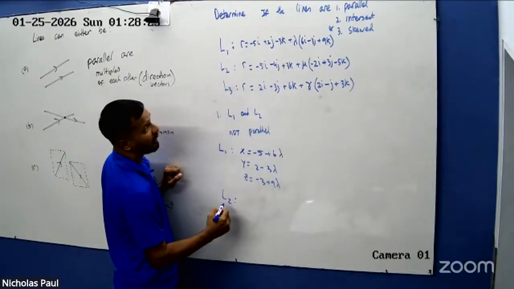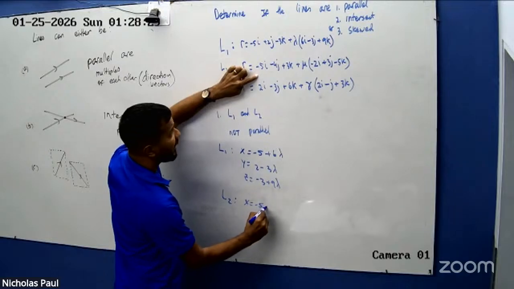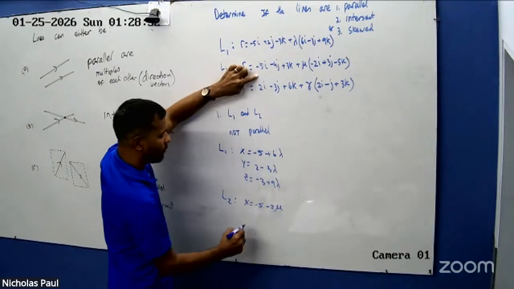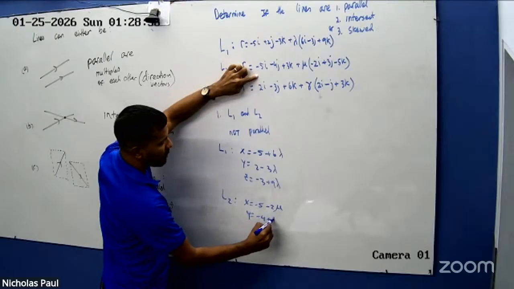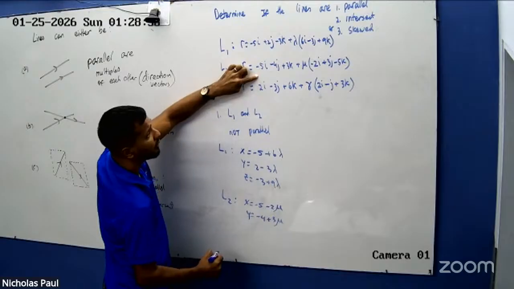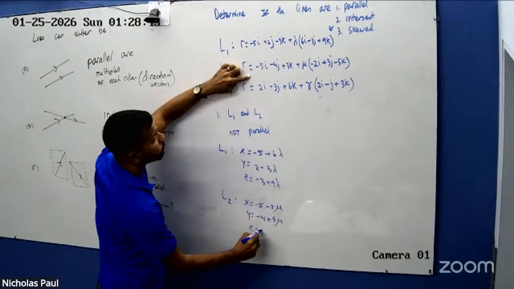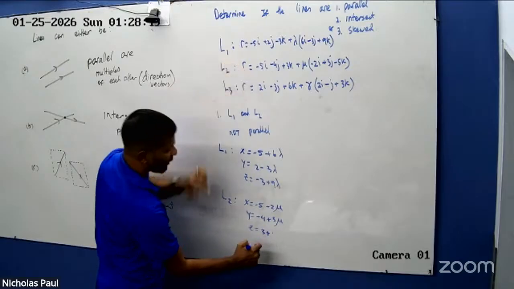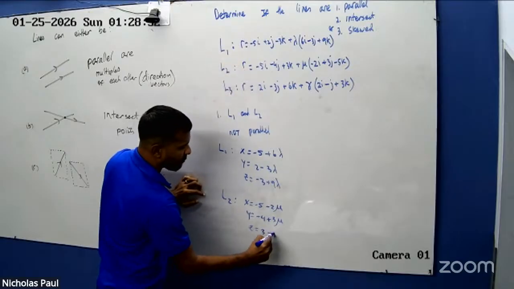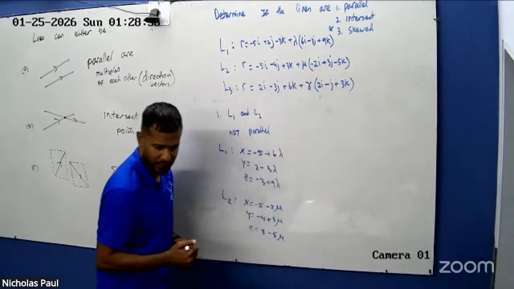Same thing for line 2. x is equal to minus 5 minus 2 mu, y is equal to minus 4 plus 3 mu, and z is equal to 3 minus 5 mu. Nice.